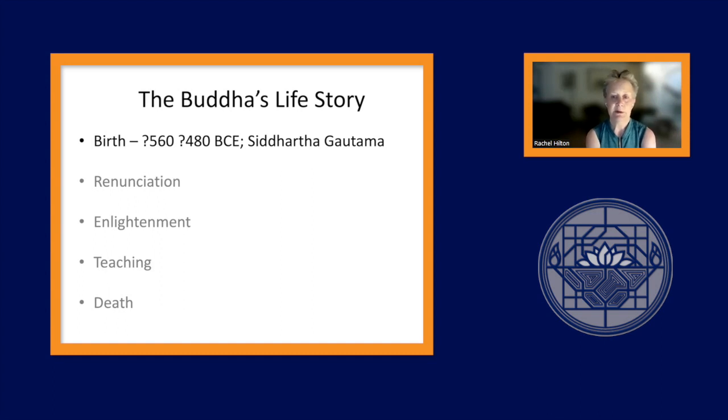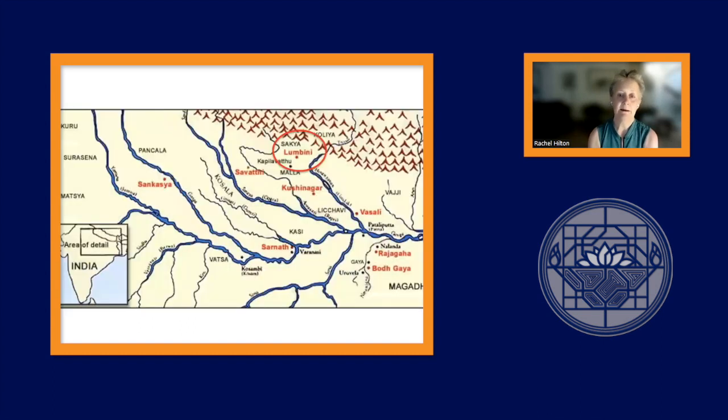His name was Siddhartha Gautama. Siddhartha was his given name, and Gautama was his family name. We don't know for certain when he was born. Some sources say 560 BCE, and some say 480. Probably the later date is correct. And he was born in a place in what is now modern day Nepal.